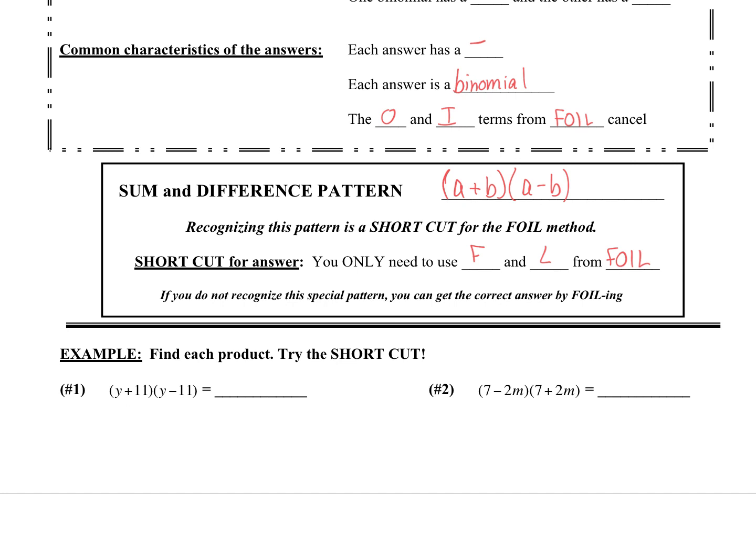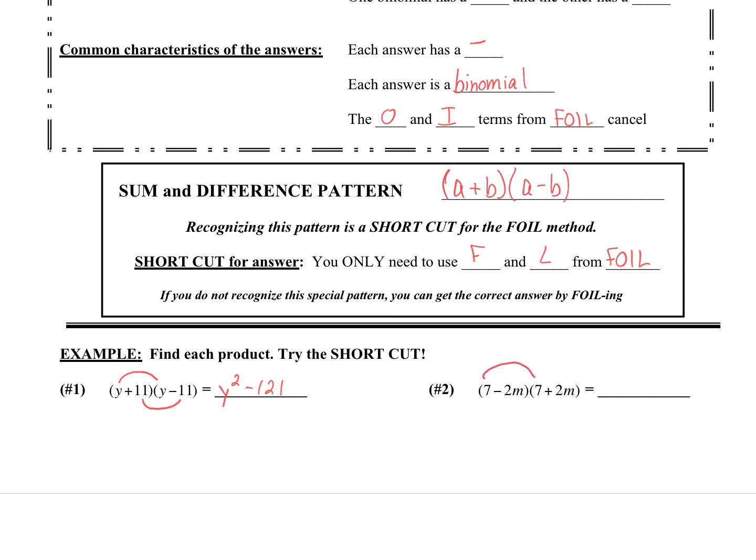All right, so in these next two examples, we're going to try our shortcut. So we only need to do the F and the L in FOIL, okay? So the F is the first term in each parenthesis multiplied by each other. So y times y is y squared. And the L is the last terms multiplied by each other. So 11 times negative 11 is negative 121. And that's our final answer. All right, let's try the same thing for number 2. So we're going to do the first times the first.